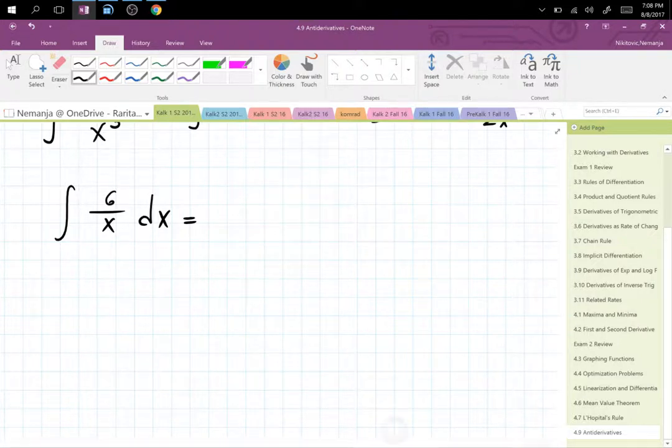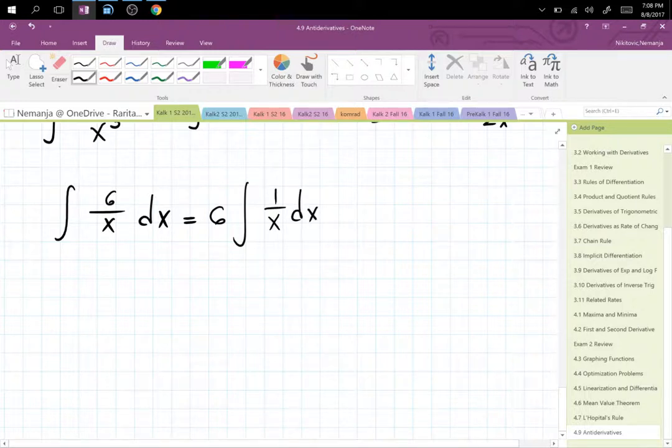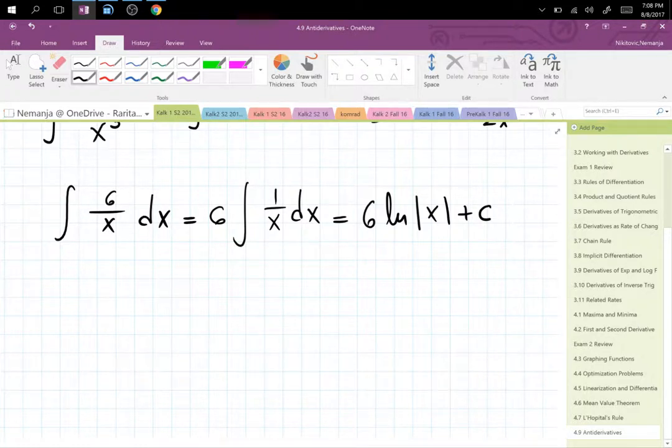ln. So we start first with copying the problem to put it in a form where we can recognize it, and then 6 ln what? ln of absolute value of x. Absolute value of x. Nice. Plus c. So, guys, absolute value is not here for decoration.